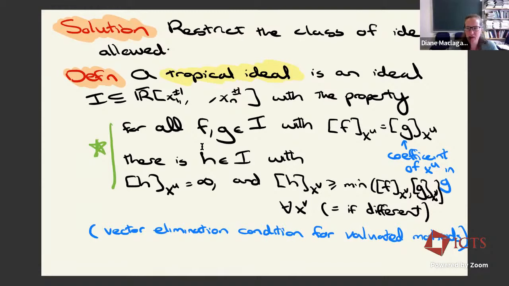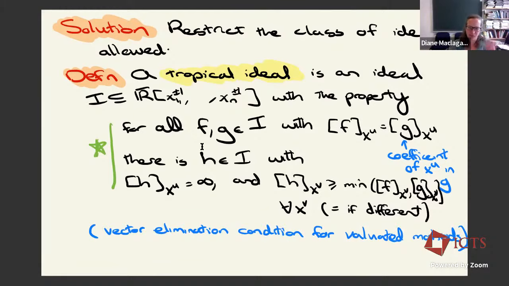all other coefficients are at least the minimum of the coefficient of f and the coefficient of g. And I guess a technical addition is that they should actually be equal to the minimum if the coefficients are different on f and g. So I'll say some more about this on the next slide.